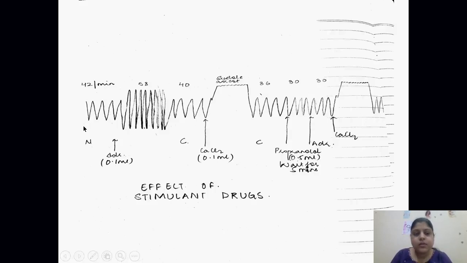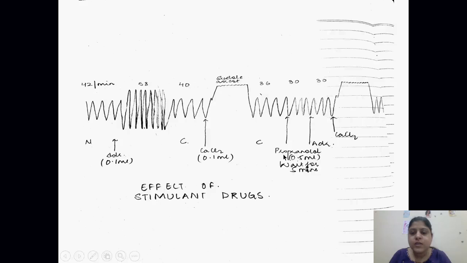See this, these are normal contractions. Then we inject the adrenaline. There is an increase in heart rate, increase in force of contraction, and increase in tone. Then we take the control contractions again after the washout period. Then we insert calcium chloride, and we see the systolic arrest, with an increase in the heart rate and increase in the force of contraction.